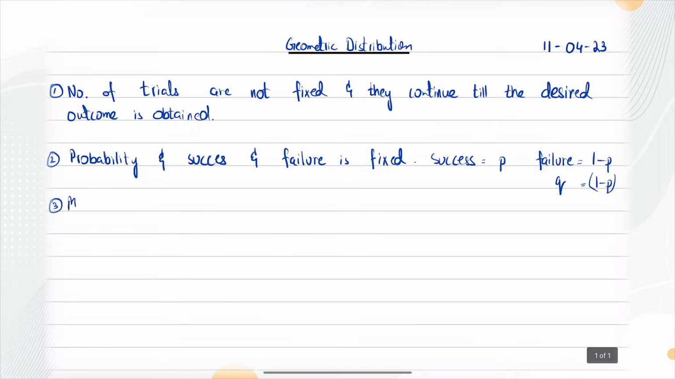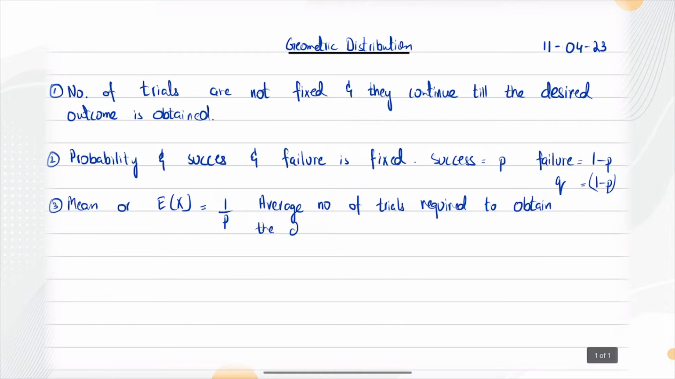Then you have the mean. Mean, or E of x, is equal to 1 upon P. What does that mean? That means the average number of trials required to obtain the desired outcome, where P is the probability of success.